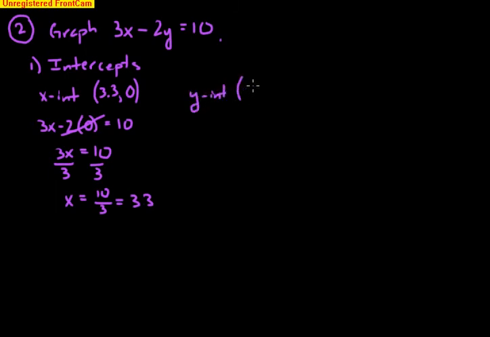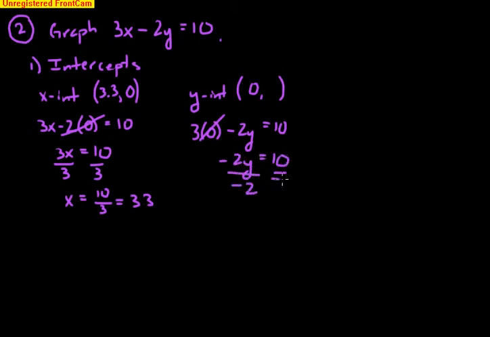Now let's find the y-intercept. To find the y-intercept, we let x be 0. So this time in our equation we let x be 0, and y is now just y. So the 3 times 0 is 0, that goes away. We bring down negative 2y equals 10, and we divide by negative 2.